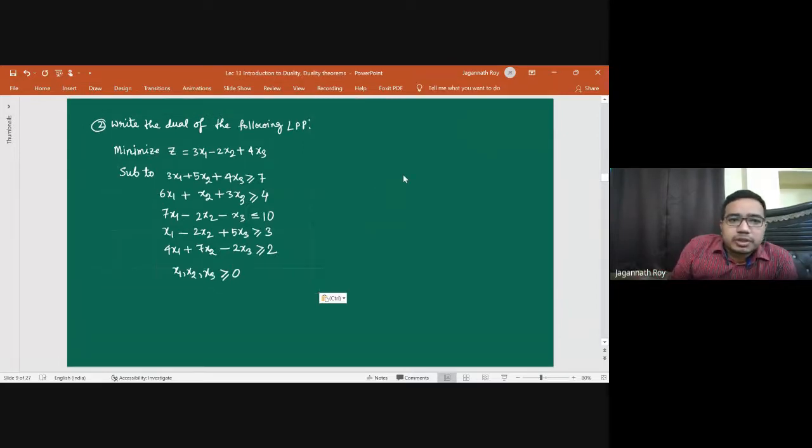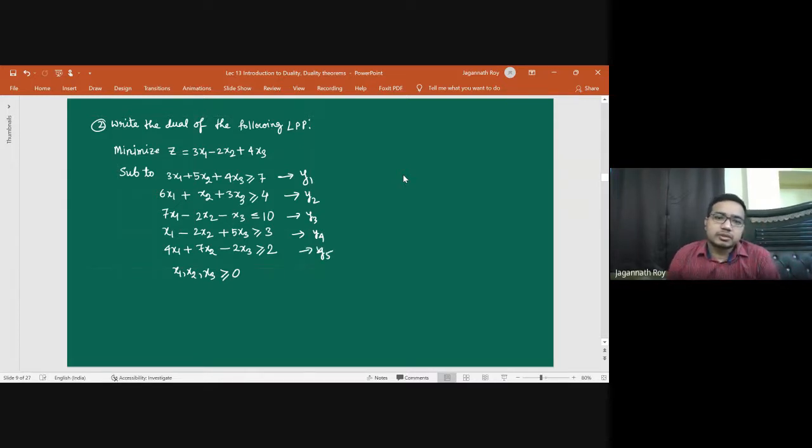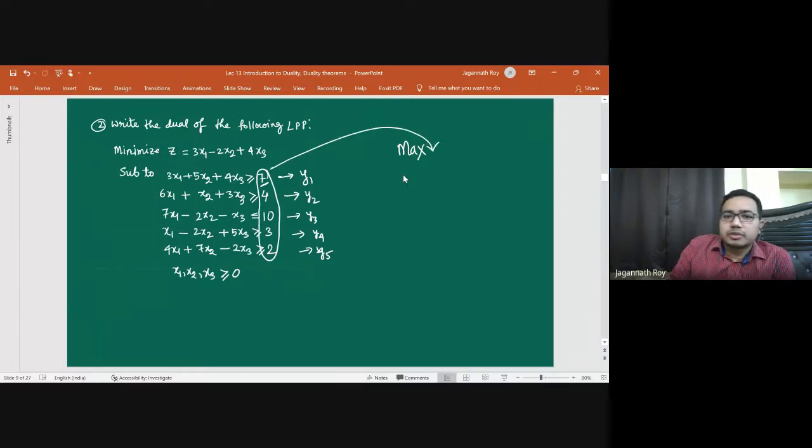So the problem will be like, we write for each constraint a corresponding variable: y1 is the corresponding variable, y2, y3, y4, and y5 is the corresponding variable. So what will be that? This is a minimization problem, so the dual problem will be maximize. Remember, these resource vectors will now be put into this form.